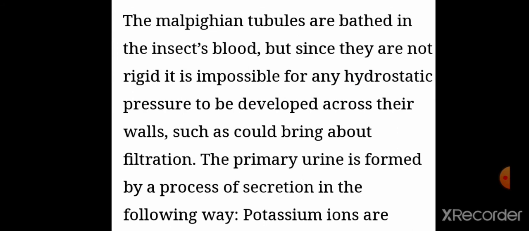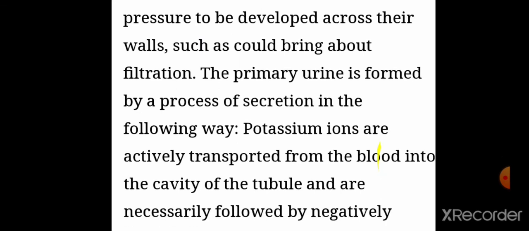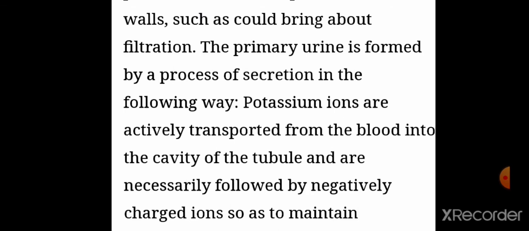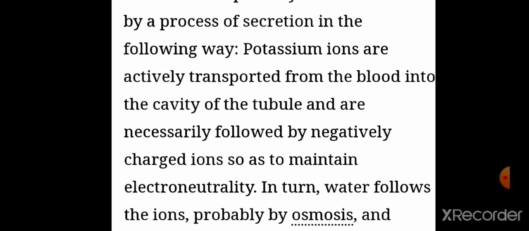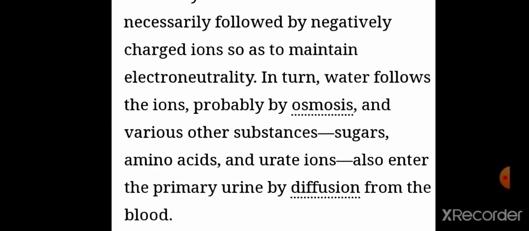During excretion, the Malpighian tubules are bathed in the insect's blood, but since they are not rigid, it is impossible for any hydrostatic pressure to be developed across their walls, such as could bring about filtration. The primary urine is formed by a process of secretion in the following way. Potassium ions are actively transported from the blood into the cavity of the tubule and are necessarily followed by negatively charged ions so as to maintain electroneutrality. In turn, water follows the ions, probably by osmosis, and various other substances, sugars, amino acids, and urate ions also enter the primary urine by diffusion from the blood.